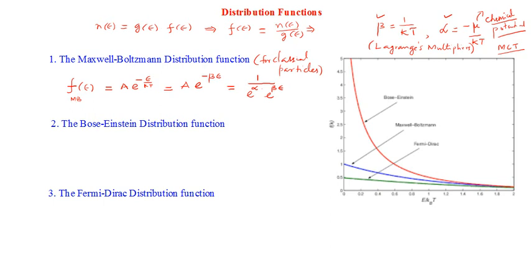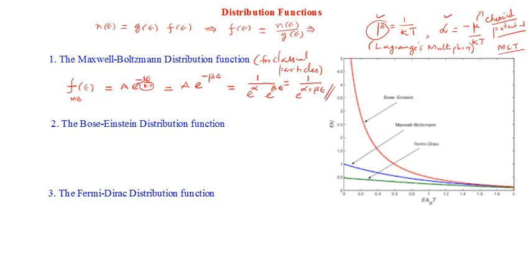So f of MB, either you write A e raised to minus E by kT or A e raised to minus beta E. This is one and the same, because this 1 by kT is represented by beta. Another thing is this can be equivalently written as, I prefer this one, because that is more memorable. So e raised to alpha and e raised to beta E can be combined into one exponential, so you can write this as 1 by e raised to alpha plus beta E. This is what I prefer you to use, or it's all up to you.